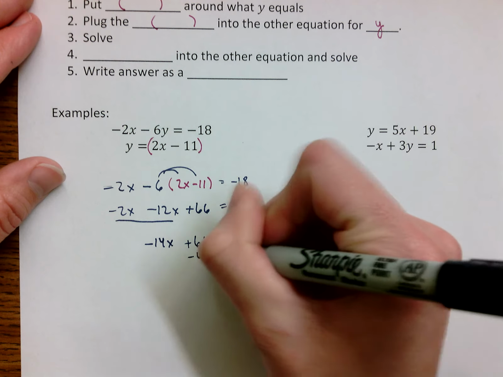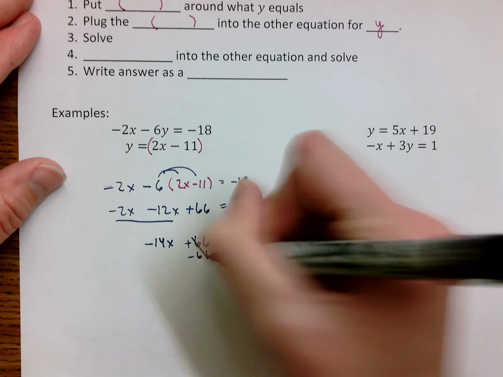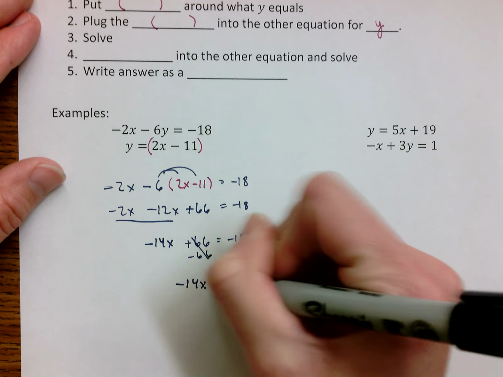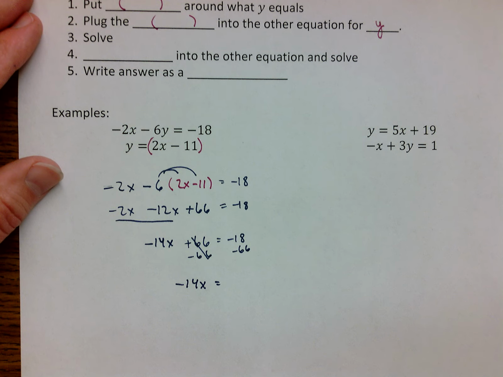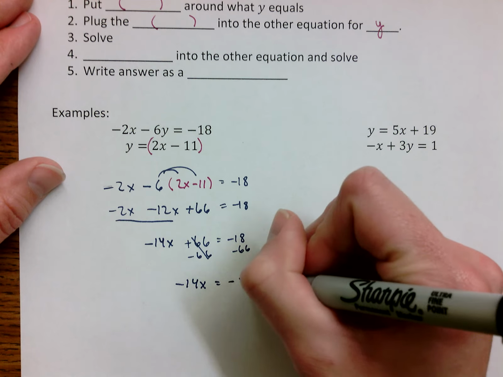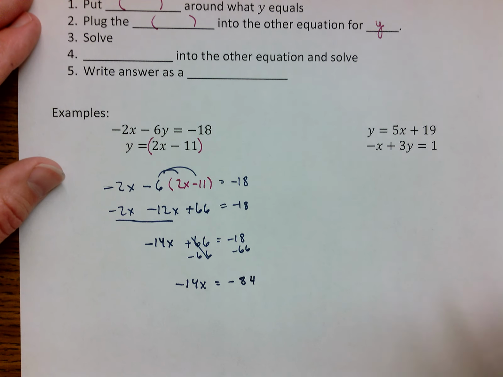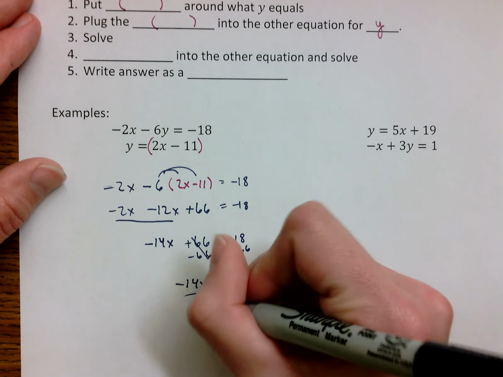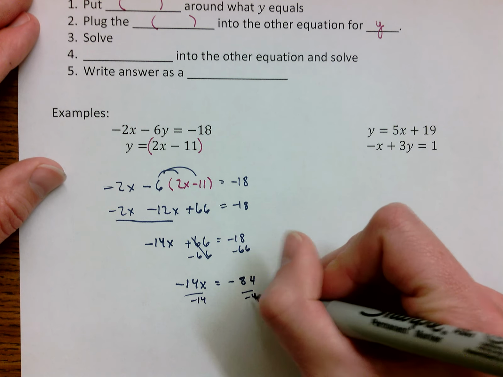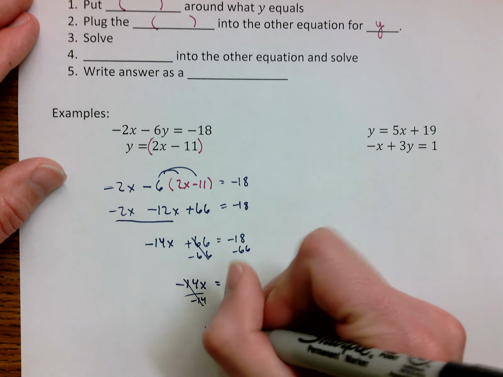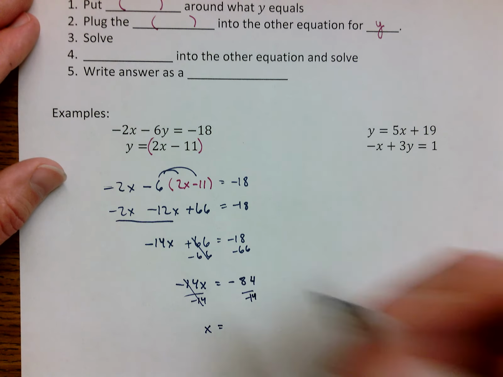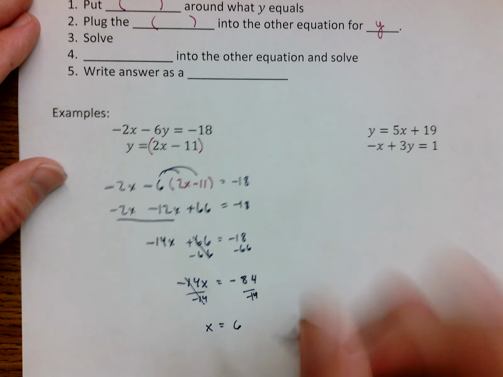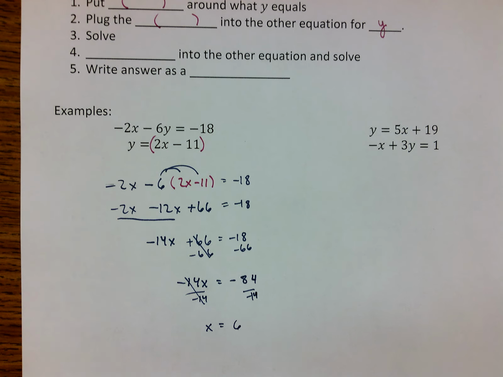All right, then we're going to subtract 66 from both sides. So negative 18 and negative 66, that's going to be negative 84. Okay, and then I'm going to divide both sides by negative 14. It's okay if you can't do this in your head. If you want to use a calculator, that is totally fine. So negative 84 divided by negative 14 is 6. You can totally use a calculator for that part, so that's not a problem.